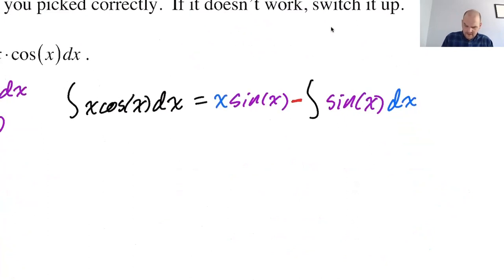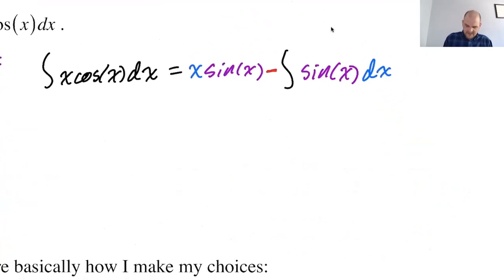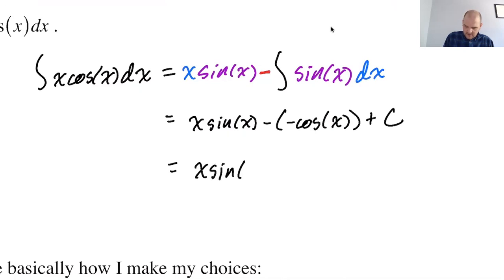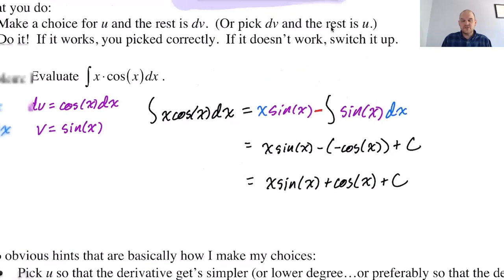All right, so I'm going to go back to one color here and finish this. So it's uv minus the integral of v du equals x sine of x minus, what is the integral of sine? It's negative cosine, and then plus c, that's where you put in your plus c. So x sine of x plus cosine of x, and then plus c. And that's our answer. If we were to take the derivative of this, it ultimately will clean up into x times cosine of x.